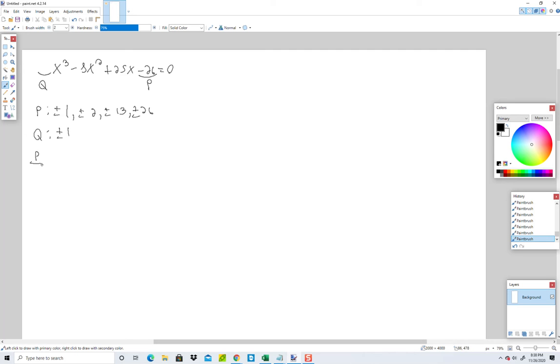And then all of our possible rational zeros will be p over q. So I take each one of these values of p and put it over the q. So I'm going to have 1 over 1, 2 over 1, 13 over 1, and 26 over 1. And we put pluses or minuses on all these to account for all the different sign issues. So we're going to have plus or minus 1, plus or minus 2, plus or minus 13, and plus or minus 26.